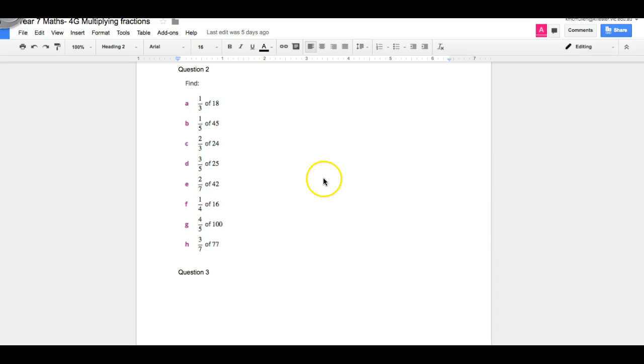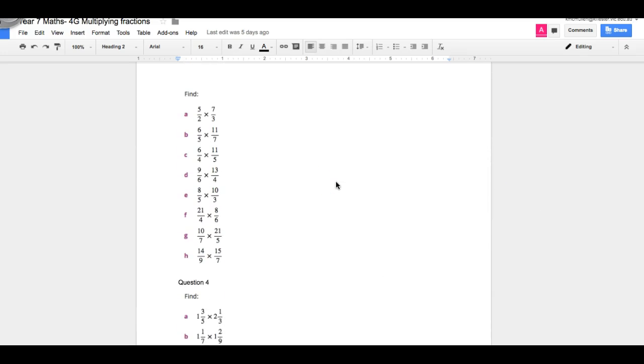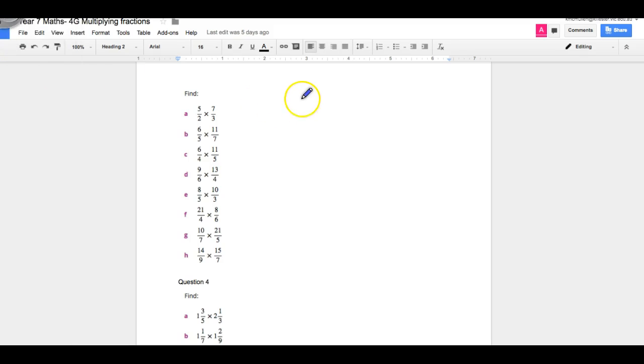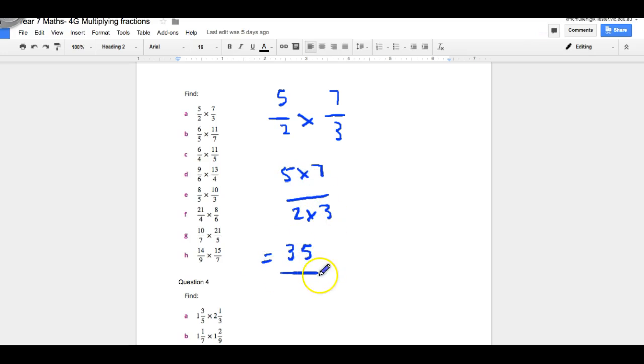Okay, let's move on to question 3. Question 3 I haven't done, but I'm assuming it's different because we're going to end up maybe with a mixed number. We'll just see. So question A is 5 over 2 times 7 over 3. I can't do any cancelling out. Oh, actually, I'll write them first before I decide that. So there's nothing on the top that can be cancelled with the bottom. So 5 times 7 is 35, and 2 times 3 is 6.